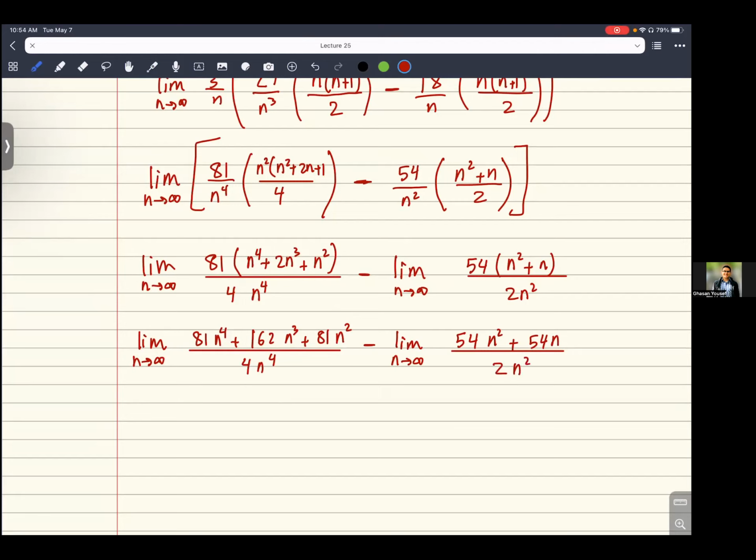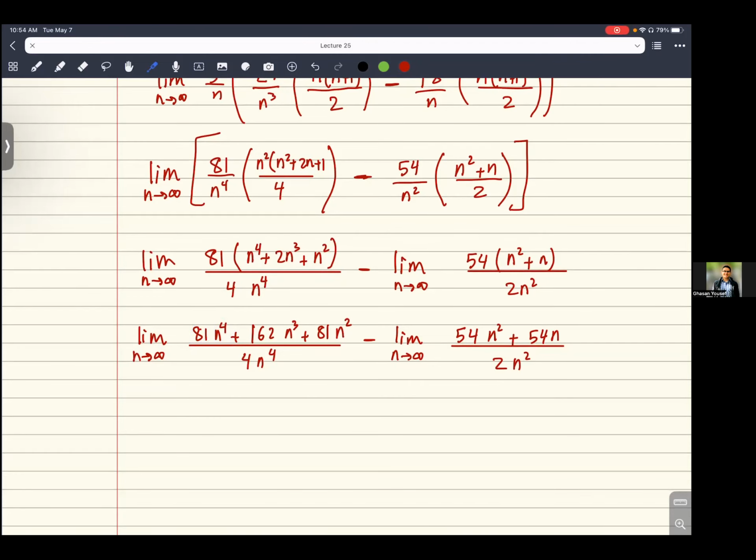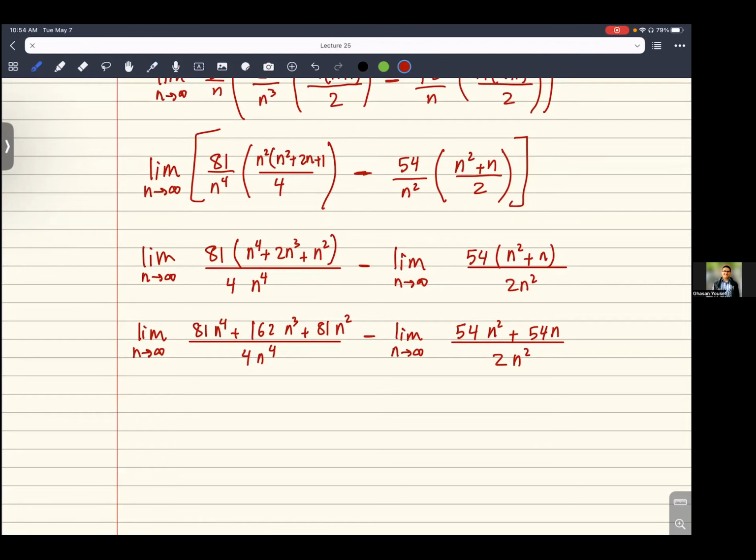As we learned before, if the numerator and denominator have the same highest power, the limit when n goes to infinity is the same as the ratio of the coefficients. The coefficient of the highest power in the numerator is 81, over the coefficient of the highest power in the denominator, which is 4. So the first limit would be what? Yes, exactly, 81 over 4, minus. And the limit for the second part is the same thing, 54 over 2.